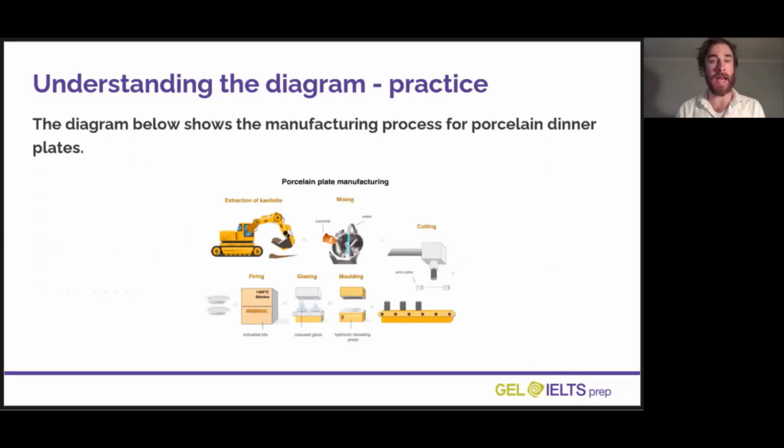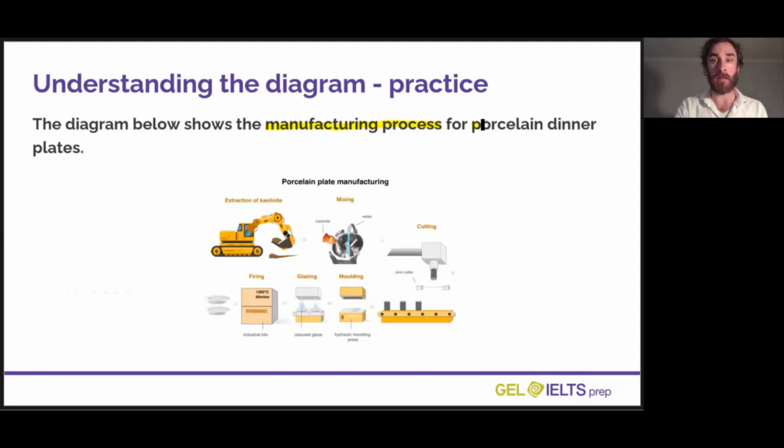Now, let's look at an example. The first thing we do with a question like this is, of course, to read the question. The diagram below shows the manufacturing process for porcelain dinner plates. So we can see manufacturing process. So this tells us it's about making something. So we should be thinking it's probably man-made, possibly in a factory.